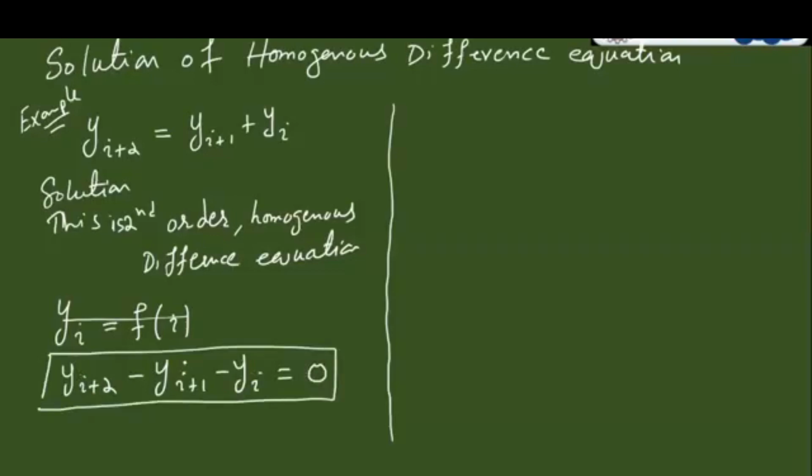Now what you have to do, student, is the similar process that you used to do for a homogeneous differential equation. If you remember, you form something called a characteristic equation. How will you do that? It is very simple. You have to look at the order of each individual term. The order of this term is second order, because the index is i plus 2. The order of this term is 1, first order, and this is a 0 order term.